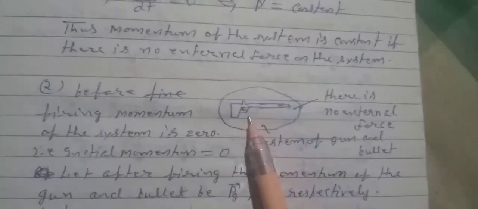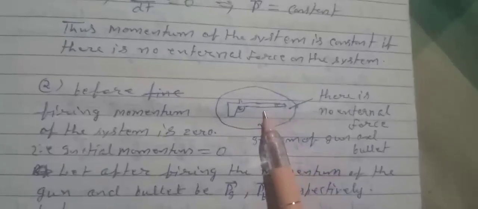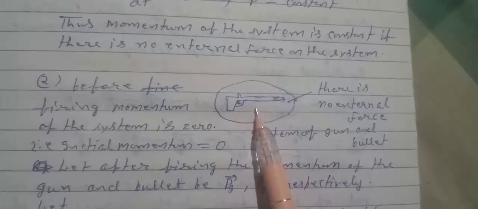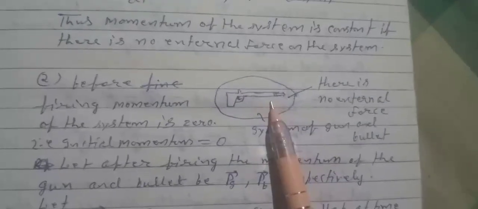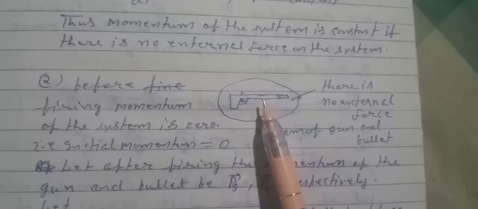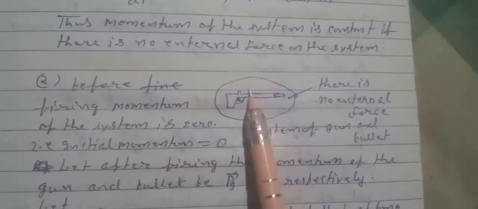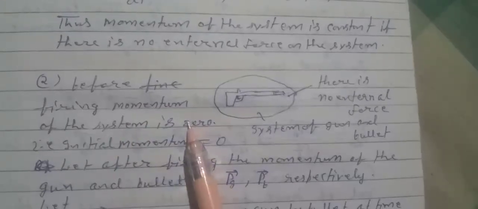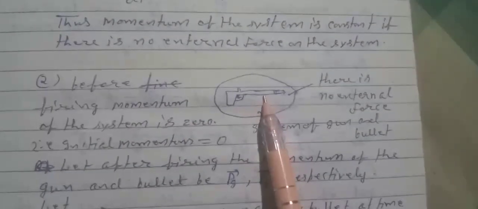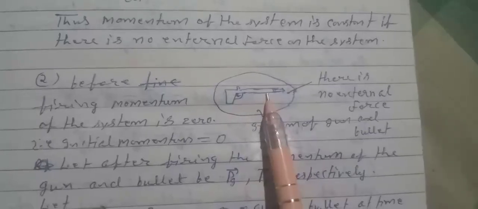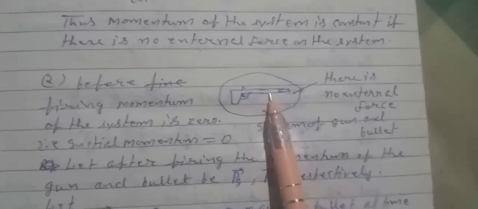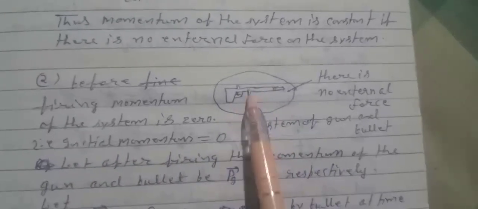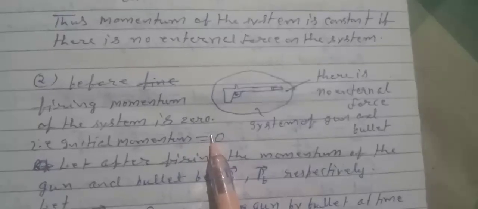Consider the bullet and gun system. For example, here we are considering the bullet and gun system. In this case, before firing, the momentum of the system is 0 because there is no velocity of the bullet and no velocity of the gun. So momentum is 0. Hence we can write the initial momentum of the system, that is bullet plus gun, equals 0.